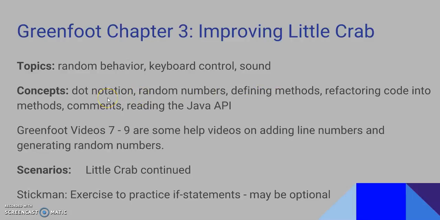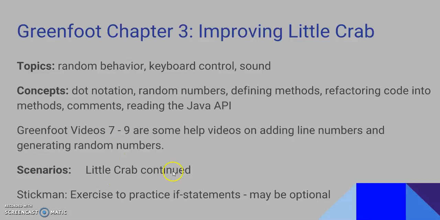There is a little part where you can create your own sounds, or you can use built-in sounds. The concepts that we will look at are something called dot notation, random numbers, defining methods, refactoring code into methods, writing comments, and reading the Java API. There are some Greenfoot videos, 7 through 9, that are helper videos. They will show you how to add line numbers and generate random numbers.